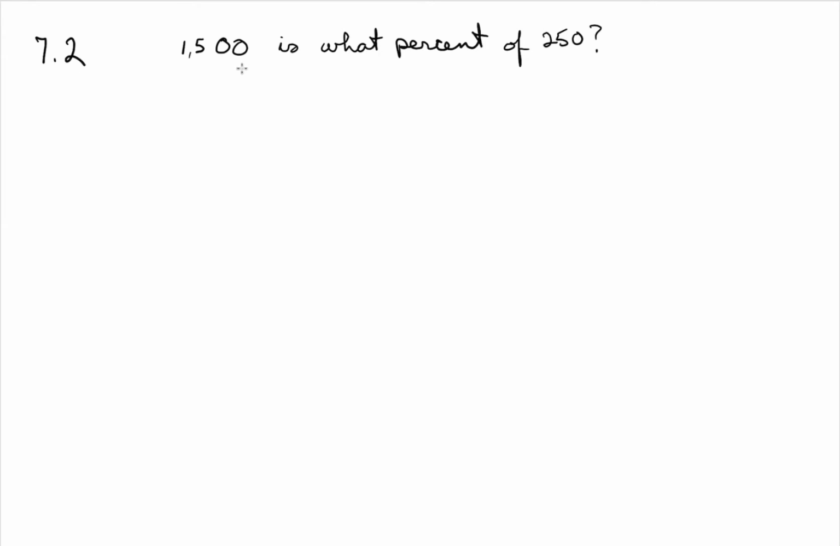So what we do is we say we have 1,500 is what percent? We're looking for the percent. We don't know what that is. So the percent is X out of 100. All right, when it says it's what percent, we do that. And now we do 1,500 of 250. You see that? So we do 1,500 of 250.